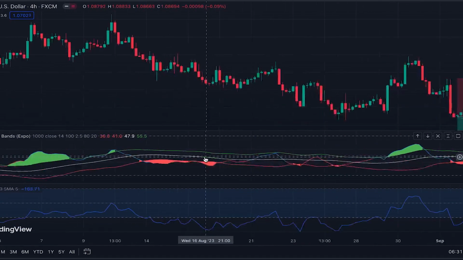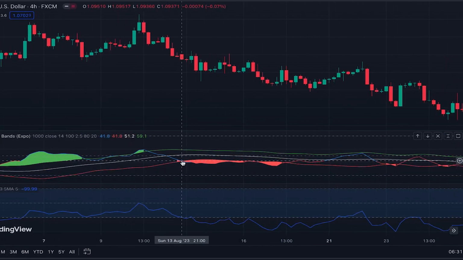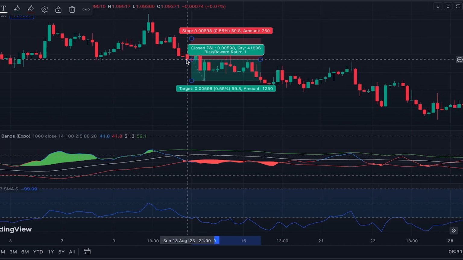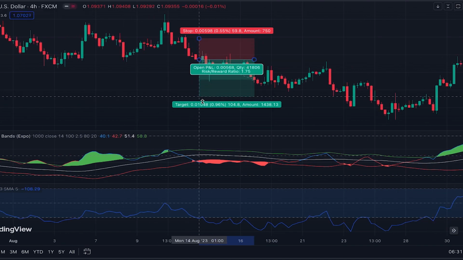Moving back on the chart, here you can see that the indicator turned to red. CCI is below 0, so it's a confirmed signal, and we can enter a short position here as this new candle is opened. And as you can see, this trade is a profitable trade.